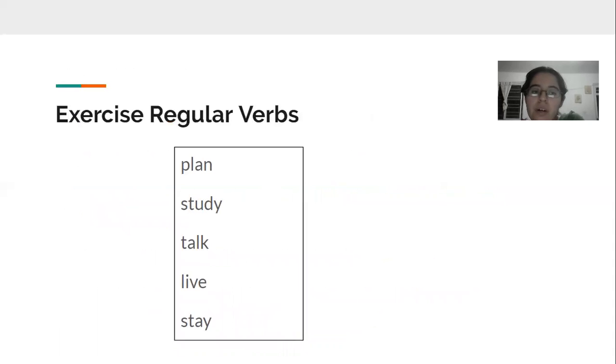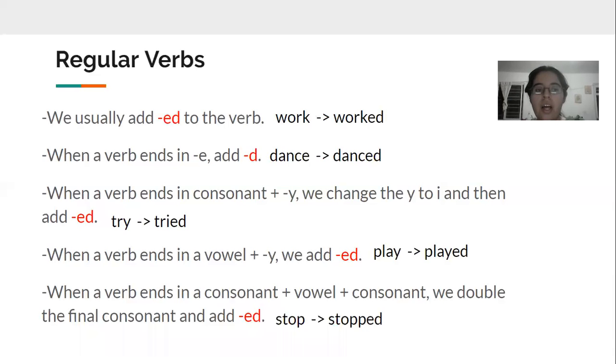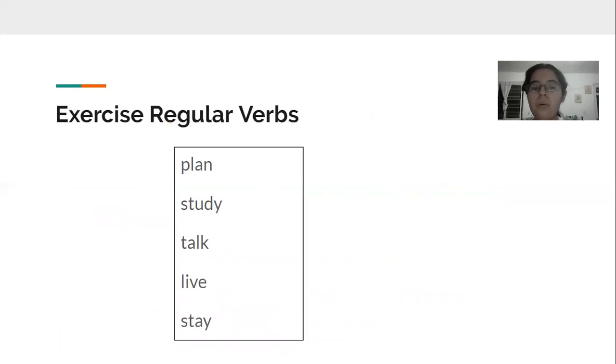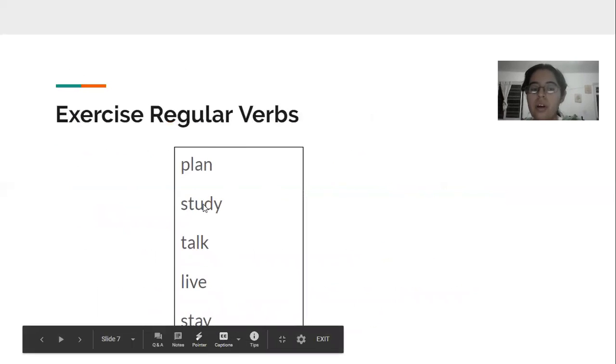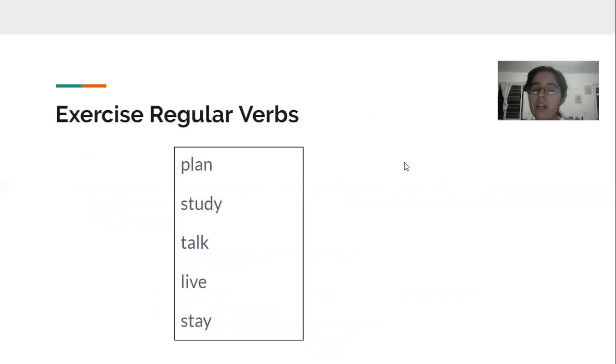So here we have some exercises of regular verbs: plan, study, talk, live, stay. So I just want you to look at these rules again and try to remember them and see how these words will be in the simple past. So I'm gonna give you a few seconds. If you want, you can pause the video.